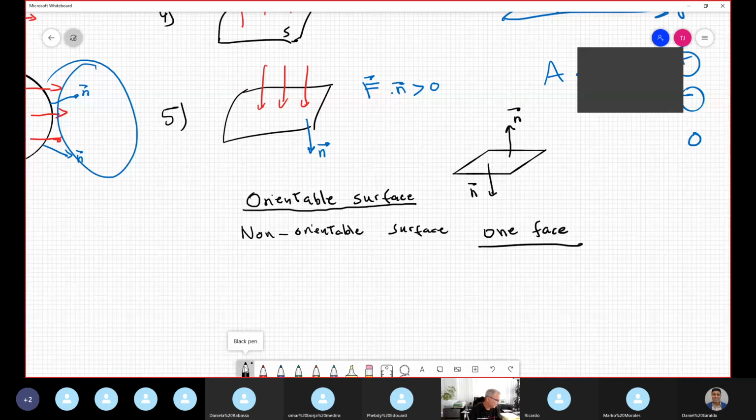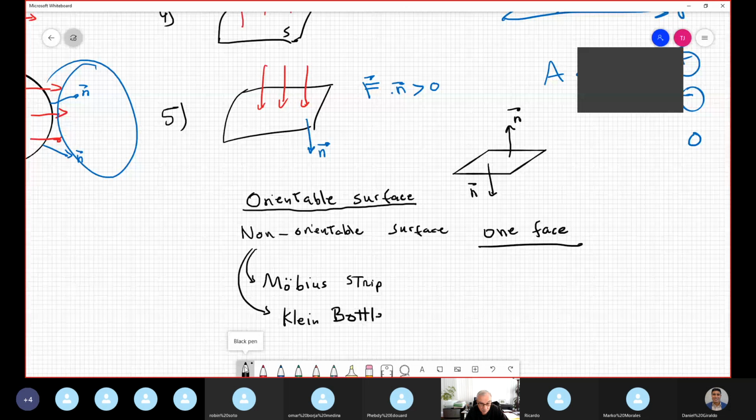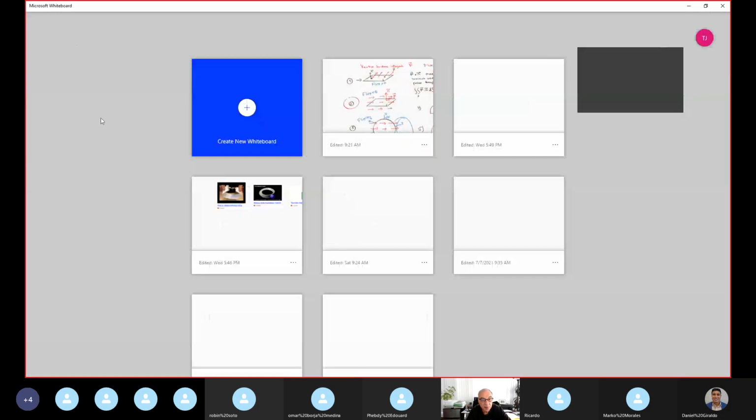So we have two special cases that I bring today to illustrate. I bring some videos from YouTube. One is called the Mobius strip. That's one typical example of a non-orientable surface. And another case is the Klein bottle. I think it's very, very interesting. Enjoy this. Let me try to find it, I prepared some videos for you.